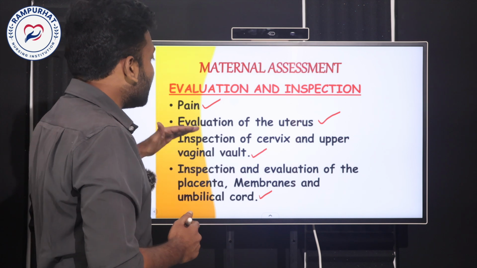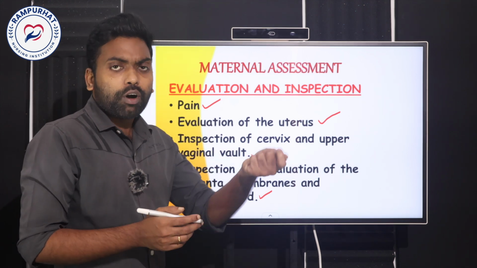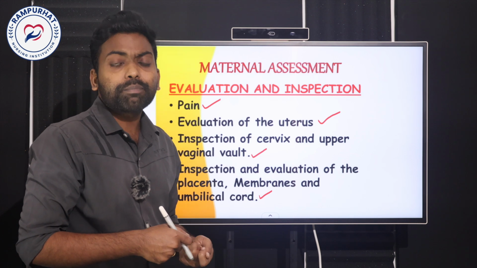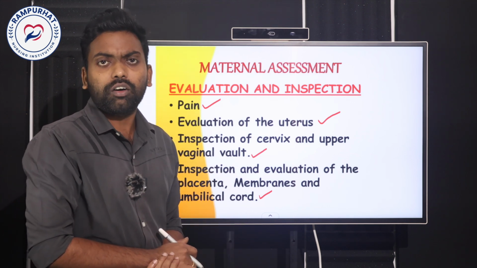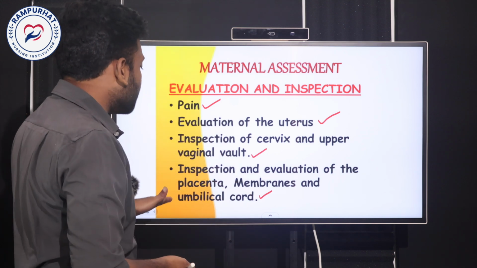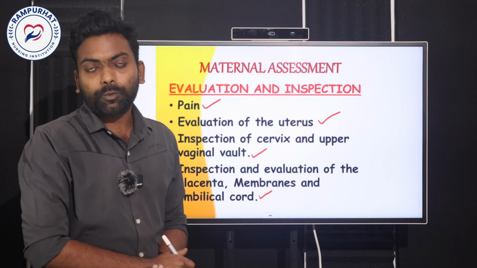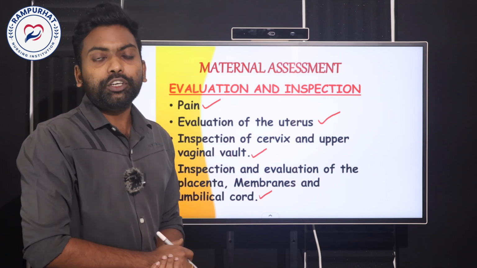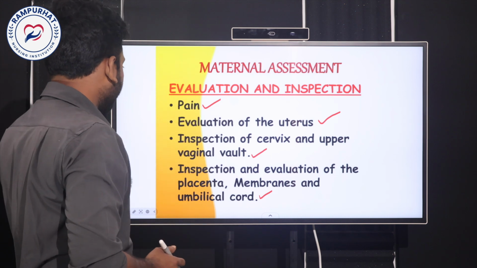The next one is inspection of the cervix as well as the vaginal wall. Once the baby is expelled, there is a chance of tears and fissures of the vaginal wall. In that case, we need to go for examination and inspection. The next one is examination of the placenta as well as the umbilical cord. These are the main elements we need to focus on in the examination of the fourth stage of labor.